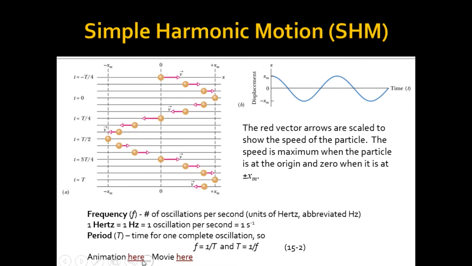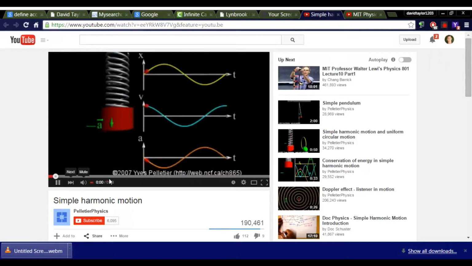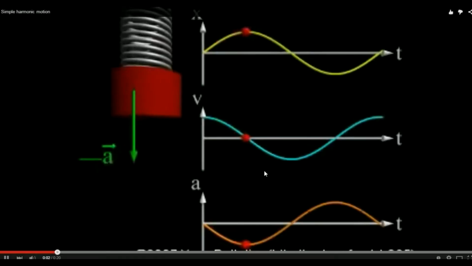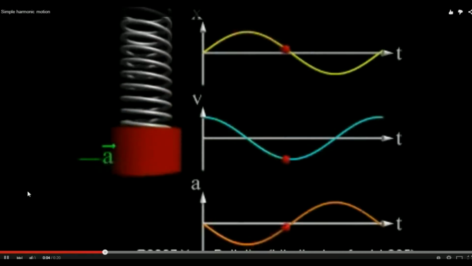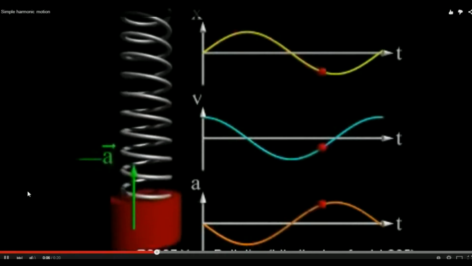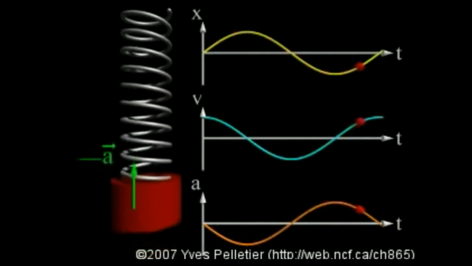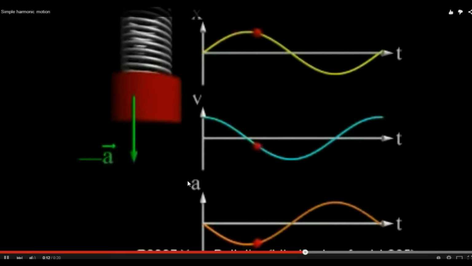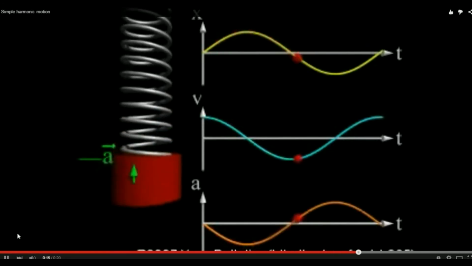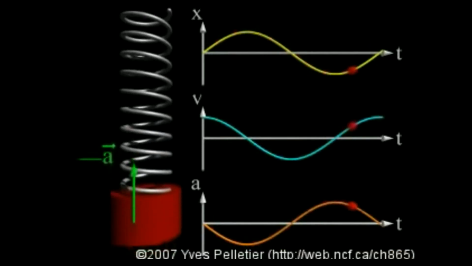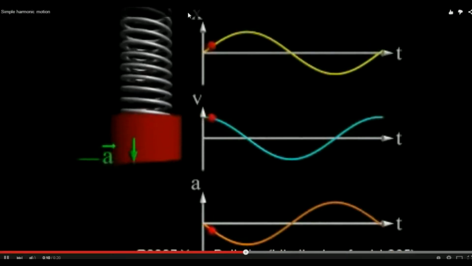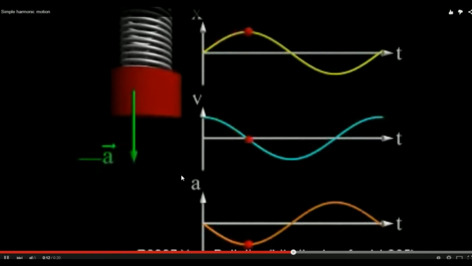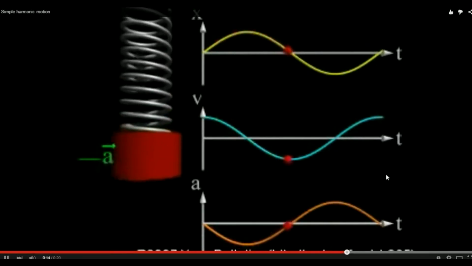Let's look at some examples. Okay, so I clicked down in the lower left corner where it said animation here, and it took me to this website, this YouTube page, and let me enlarge it here. This is a little movie, or a little animation, showing a spring oscillating and the displacement, the velocity, and the acceleration as a function of time as it's happening.